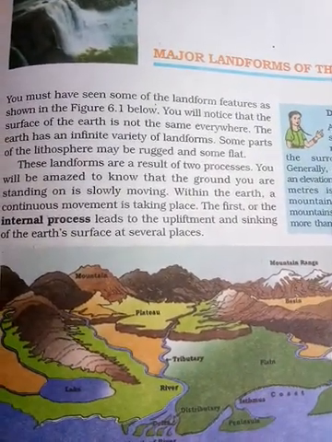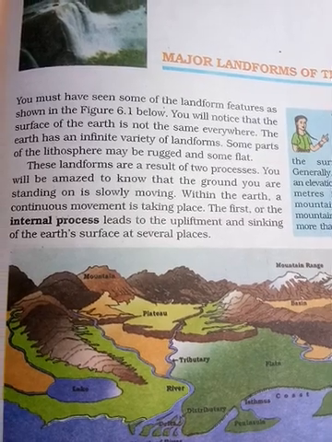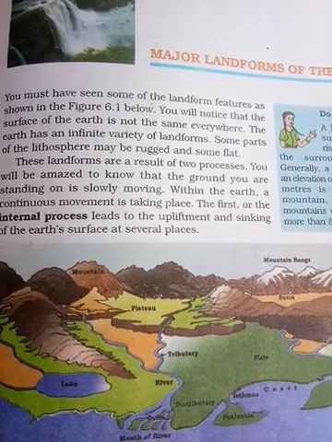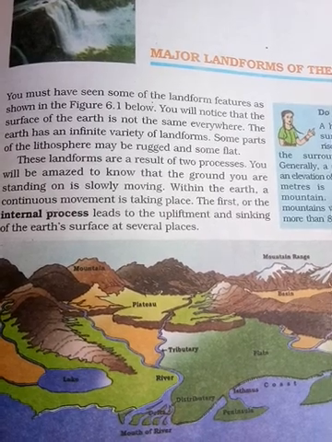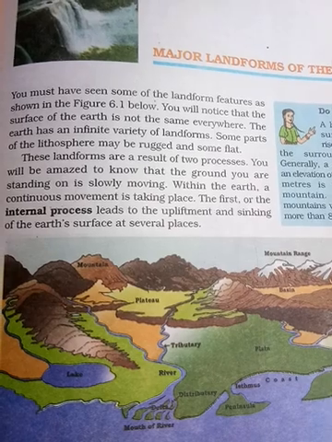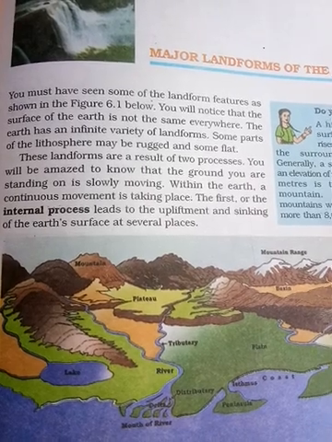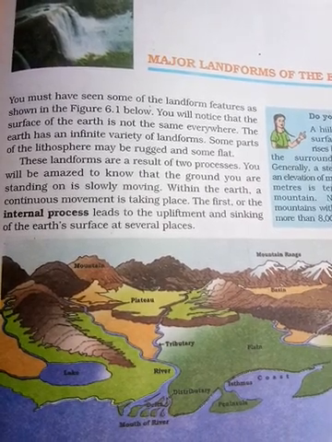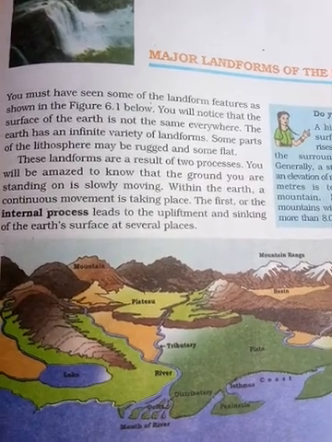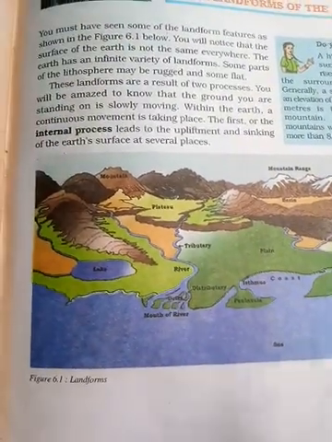You must have seen some of the landform features as shown in figure 6.1 below. You will notice that the surface of the earth is not the same everywhere. The earth has a definite variety of landforms. Some parts of the lithosphere may be rugged and some flat. Look here, this is the landform.